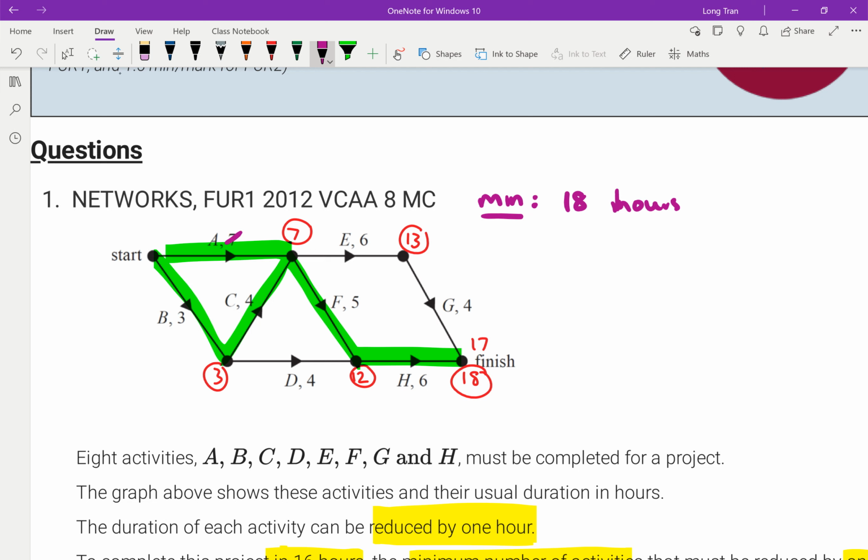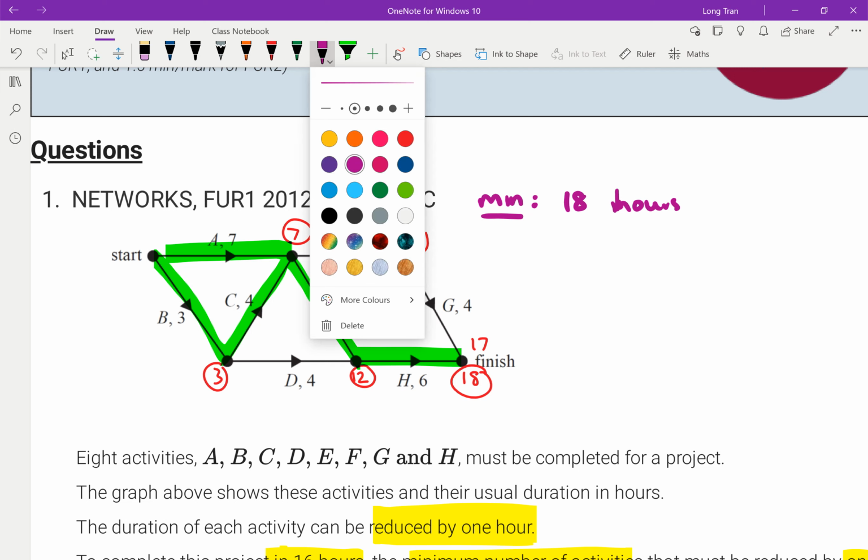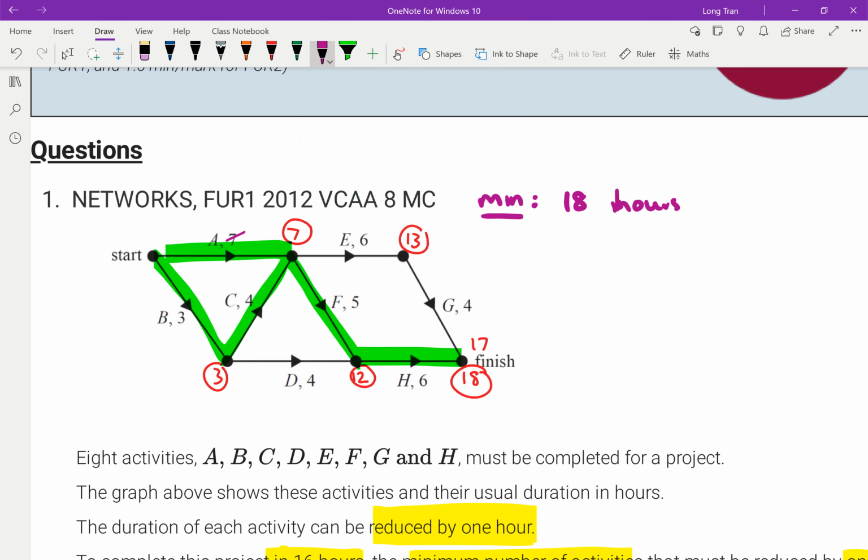I'm going to use a thinner pen. So say I reduce A down to 6. Remember, you can only reduce by 1 hour. So 6, that gives me an overall 17 hours now. But remember, if I do that, then these also now become a critical path. True? Okay, so I would reduce that, and that would reduce it down to 17.